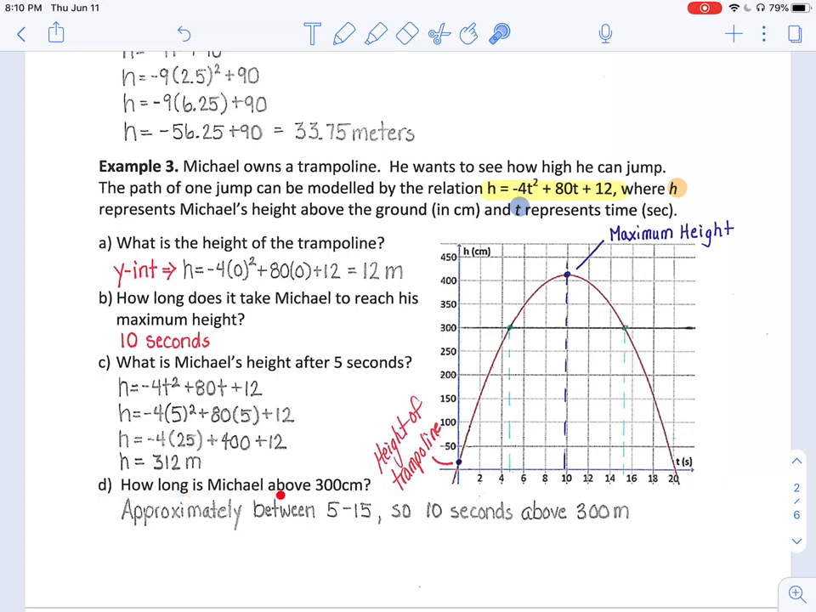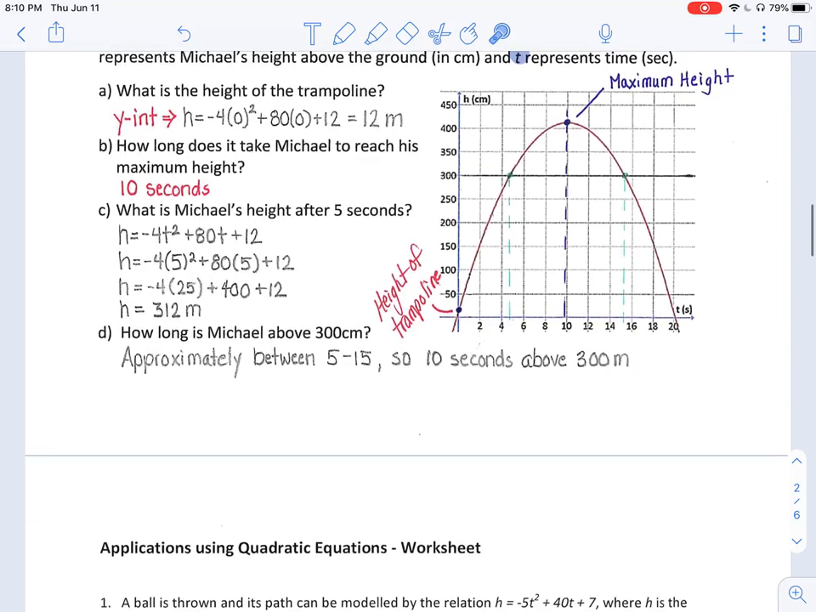How long is Michael above 300 centimeters, right? So we look at this graph. So this is the 300 mark. It is above 300 for how long? So we're looking for between 5 seconds, and it looks like it comes down at 15. So it's approximately between 5 and 15. So that means he spends 10 seconds above 300 centimeters. I don't know why this is in meters, it should be centimeters.